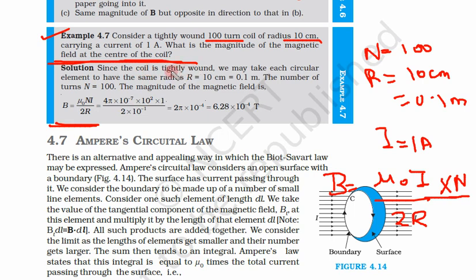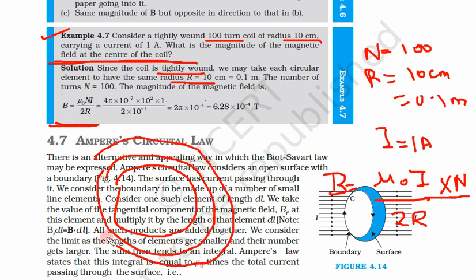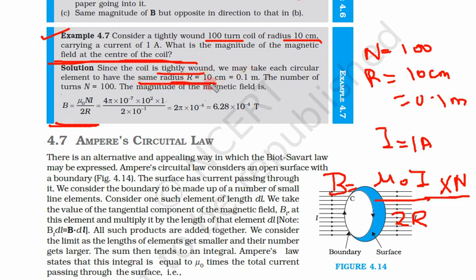Since the coil is tightly wound, we may take each circular element to have the same radius, because if it was not tightly wound, then the radius would be different. The radius could be different if it was not tightly wound. So by saying tightly wound, they are saying the same radius for all the turns, which is R equal to 10 centimeter, 0.1 meter. The number of turns is 100. So the magnitude will be just mu naught I upon 2R into number of turns.